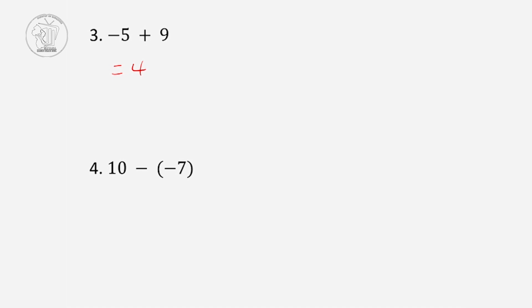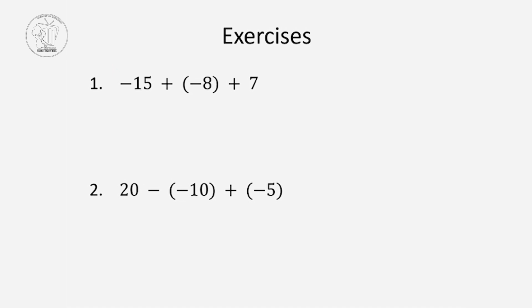So you have another one again, 10 subtract negative 7. Once again, the two signs are together. So the two negatives will cancel out and give you a plus. So 10 plus 7 will give you 17. So let's carry on to the other set of exercises.